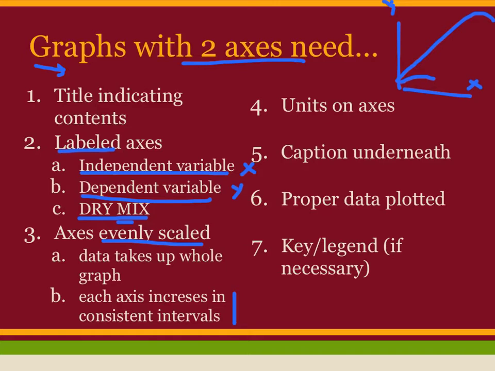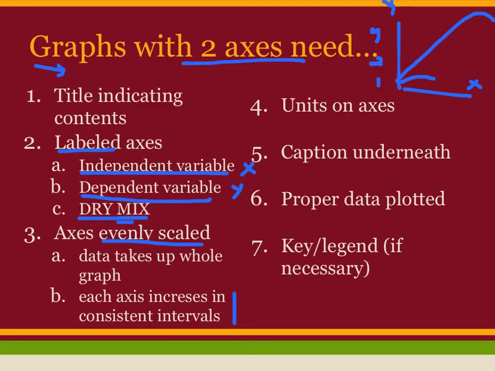For example, if I go by ones for a bit, I cannot just all of a sudden jump to 9. All right, that would not be an equal interval. If we're going by ones, we have to stay consistent with going in intervals of ones. Okay, that's what axes evenly scaled means.